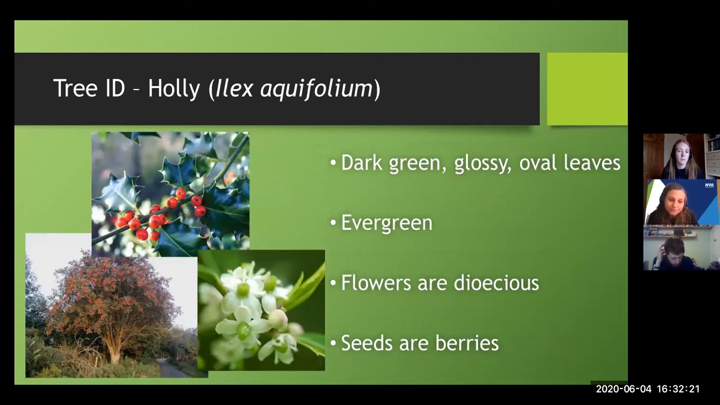Like I was talking about before, they don't always have to have needle-like leaves. They can have big leaves, but they're usually really waxy, and that's one way of storing water. They've got really oval leaves, generally quite spiky. Flowers are dioecious, so they have male and female trees. And again, they've got red berries. But like I was saying, they're a lot more spread out over the tree.